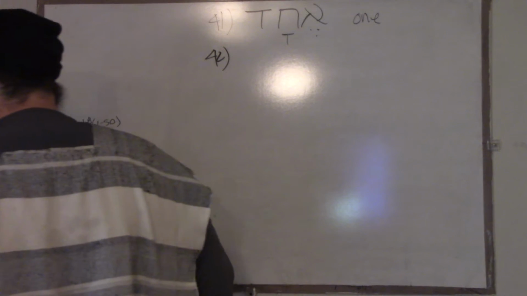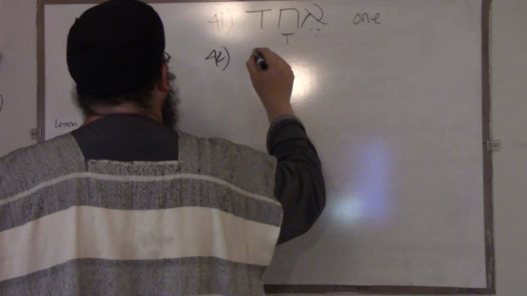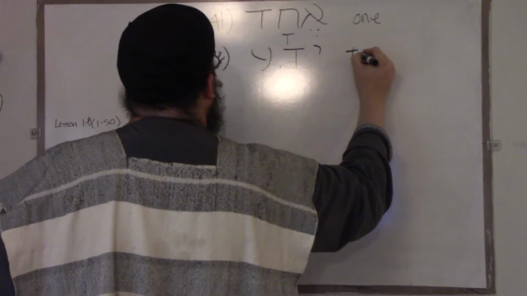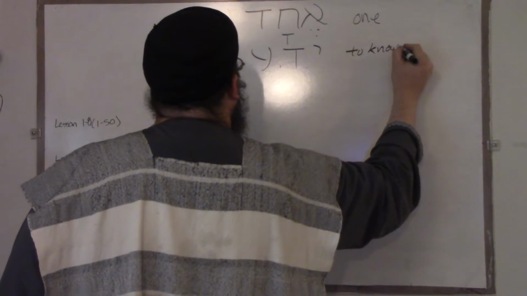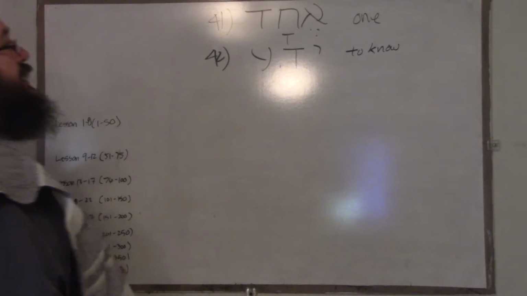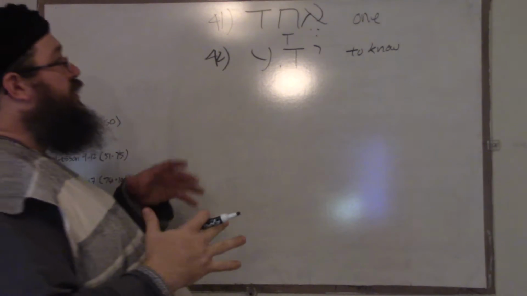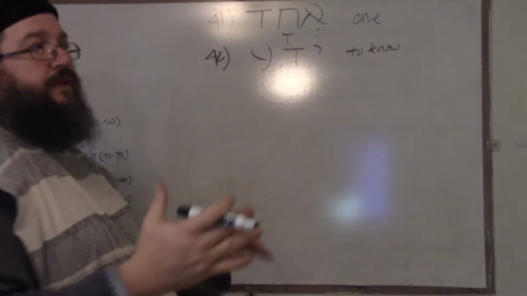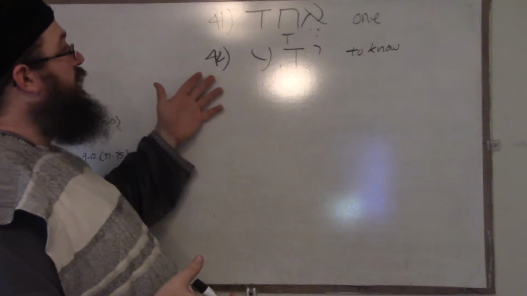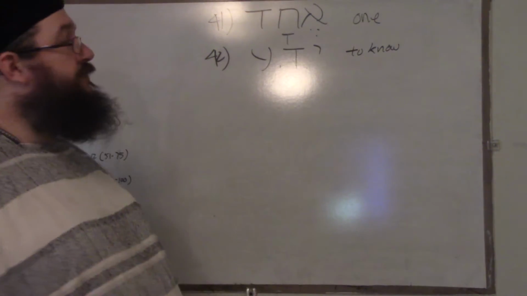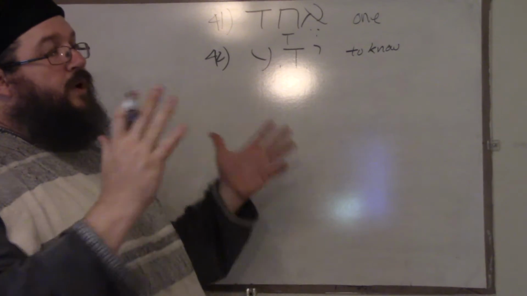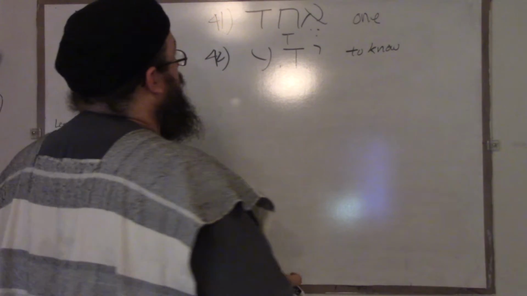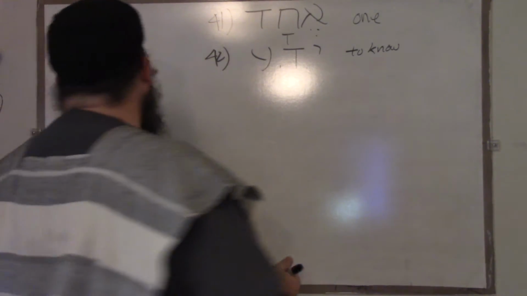Let's go number 42. Now we got 42. We have the word yada, which means to know. And to know, it can refer to know something intimately, like this person left and right, you know everything about this person. It can mean to know is to have knowledge of, to know about what's going on, okay? And also to know is used as a euphemism as well.